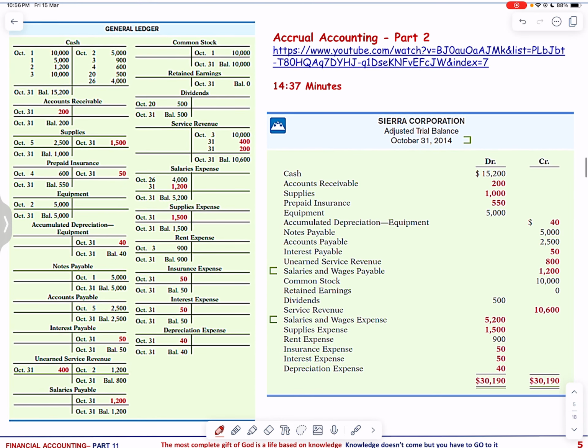Now, please refer to the video Accrual Accounting Part 2 and watch how a company creates an adjusted trial balance, which lists all the account balances. After adjusting entries are journalized and posted, a company creates an adjusted trial balance which lists all the account balances after adjustments. Its main purpose is to ensure that the total debits equal total credits after the adjustments. The adjusted trial balance contains essential data for preparing accurate financial statements.